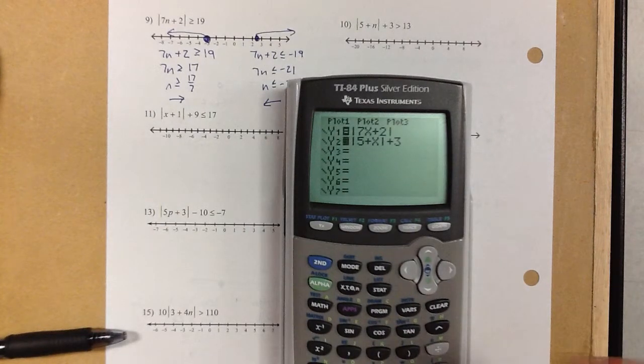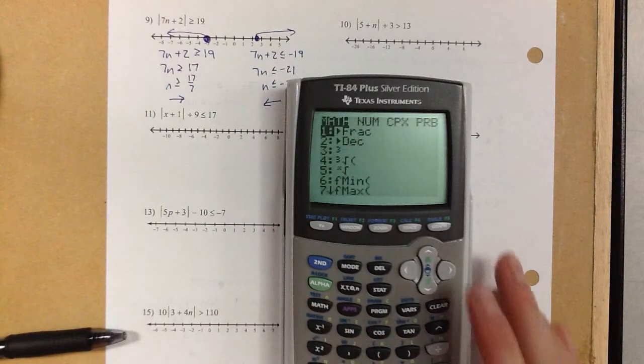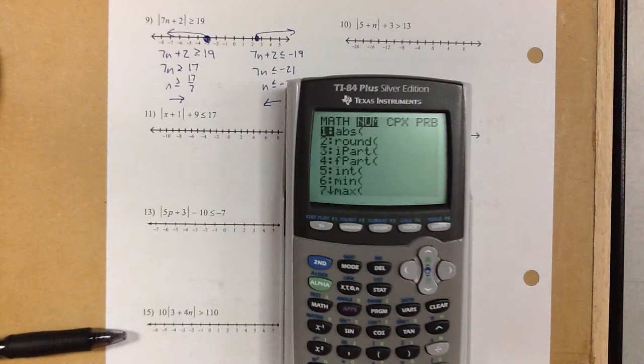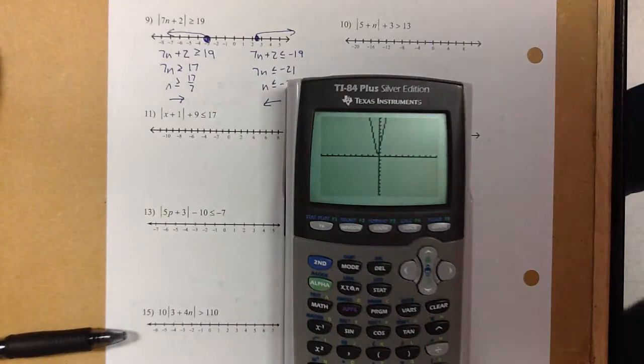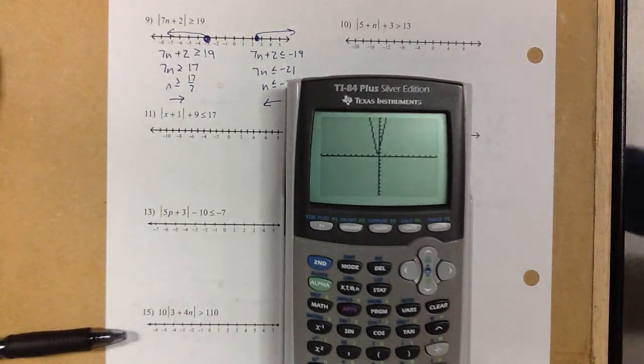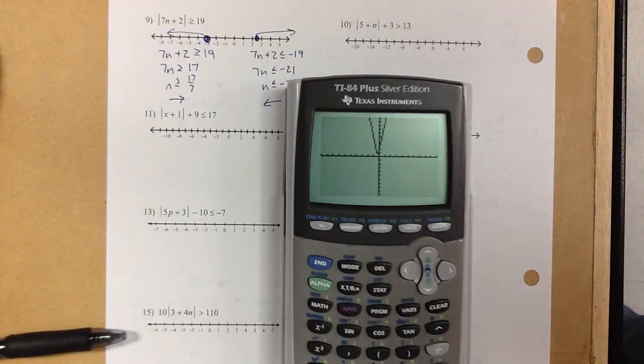If you don't remember how to get the absolute value, push math, arrow over to number, and then push enter. It'll bring your little lines up on there. Then we'll graph it. Okay, there is my absolute value for number 9. And next week you'll learn how to manipulate these.